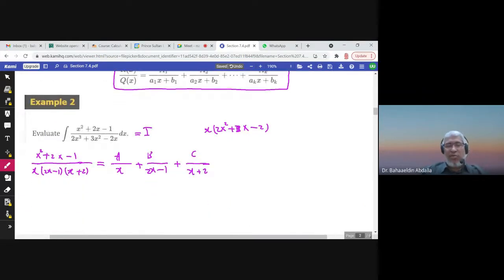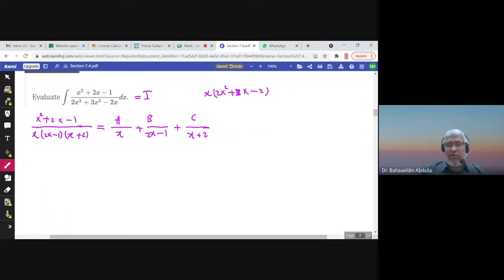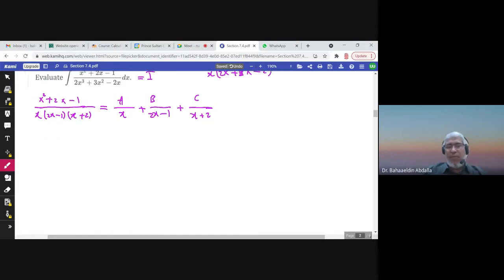And now the question: how to find a, b, and c. There are really different ways to find a, b, and c, and I will tell you the first method. The first method is to get rid of all the denominators by multiplying by the LCD, and the LCD here is x times (2x minus 1) times (x plus 2). So I need to multiply both sides by x times (2x minus 1) times (x plus 2).